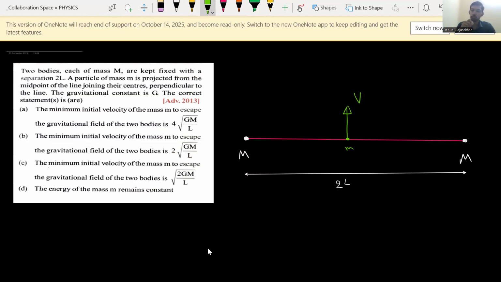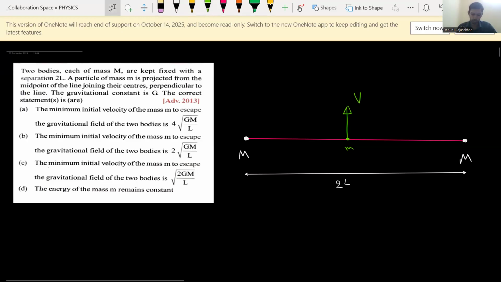Generally, to project any particle into space, what do we need to give? The minimum velocity, the escape velocity, right? So here also two particles are given with masses M, and one particle we are projecting with a certain velocity v and the mass of the particle is small m. What should be the minimum velocity we have to give to this particle so that it will escape from the gravitational field of both the given objects?